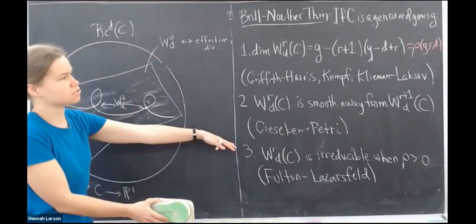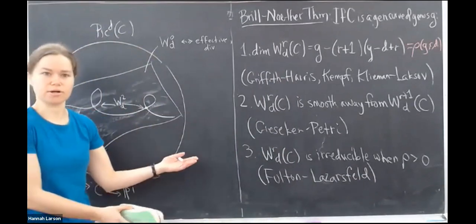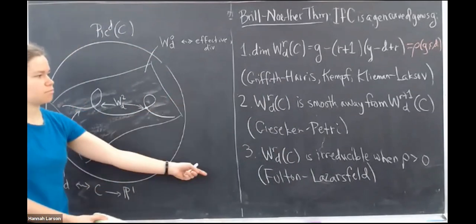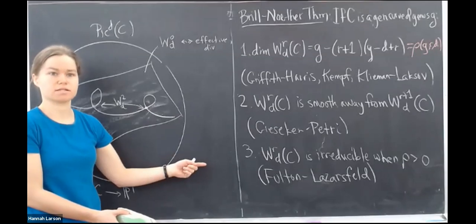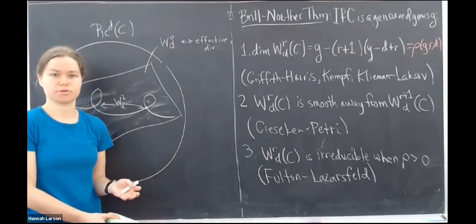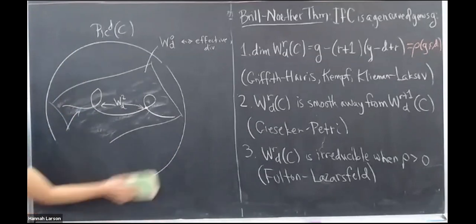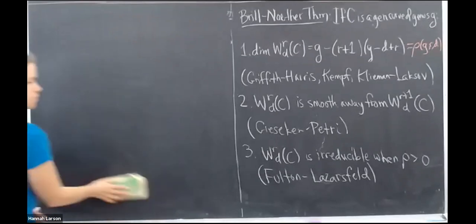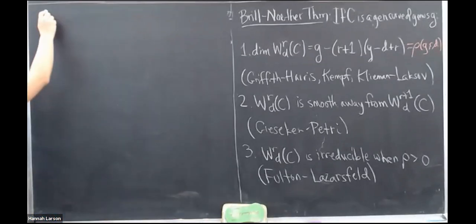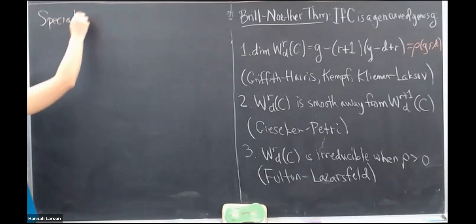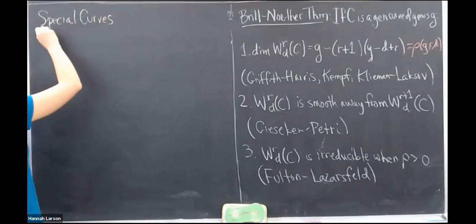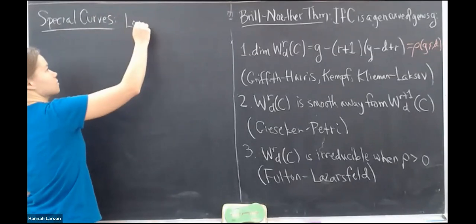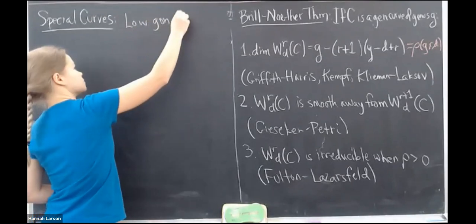Okay, so this is the answer to our question when C is a general curve. And what I want to talk about in this talk is how this theorem breaks down for some special curves and what the new story should be for those curves. The curves that I'm interested in are curves of low gonality.